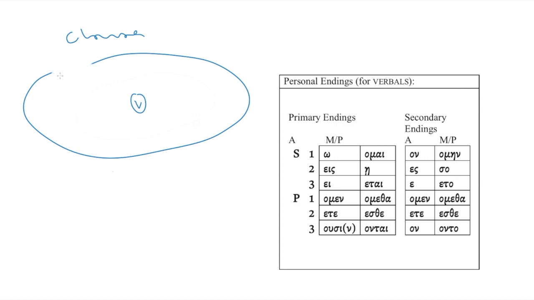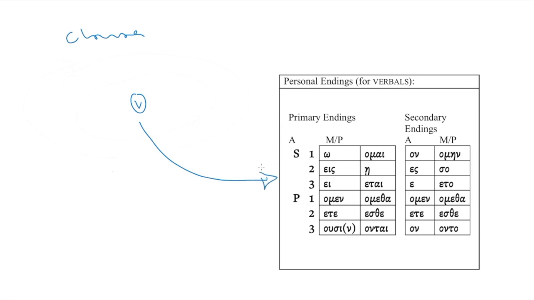And the interesting thing about Greek is you can have just the verbal form. You can have just your plain old verbal, and that is a clause. And that's largely because of these things right here. They're called personal endings. Now, most verbs have personal endings. We're going to get into two special kinds of verbals. Those are participles and infinitives.